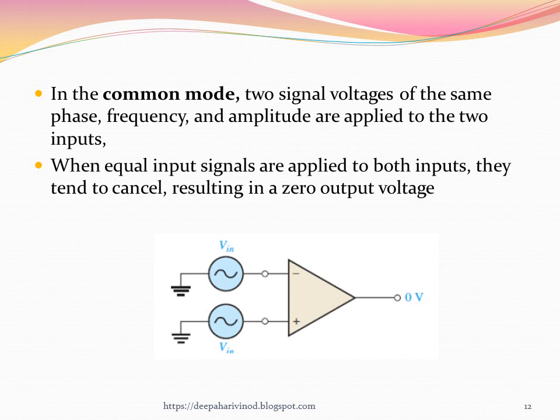In the common mode, two signal voltages of the same phase, frequency and amplitude are applied to the two inputs. That is, in common mode, the same signal, having the same frequency, same amplitude and phase, is applied to both the terminals. When equal voltage input signals are applied to both inputs, they tend to cancel, resulting in a zero output voltage. So when both the signals are exactly the same, the output will be zero.